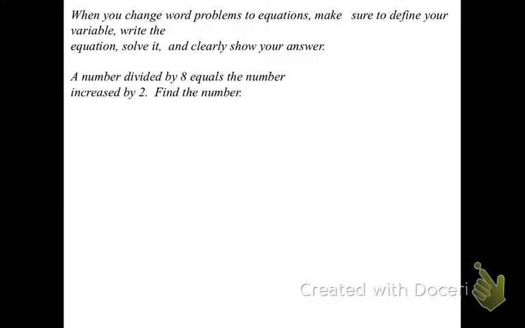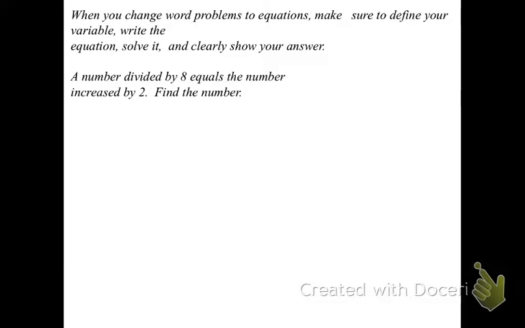All right, now in the next several examples, we are going to be looking at writing equations based from word problems that are given to us. And in that process, we are going to have to figure out what our variable is. We're going to write that equation, and then we're going to solve it. So this first question says, a number divided by 8 equals the number increased by 2.